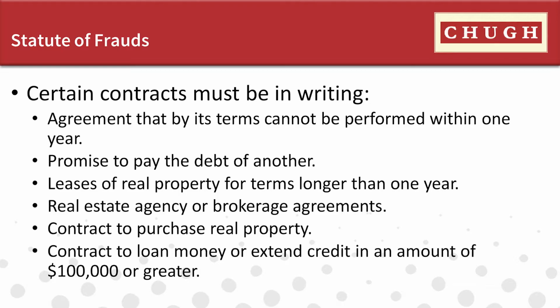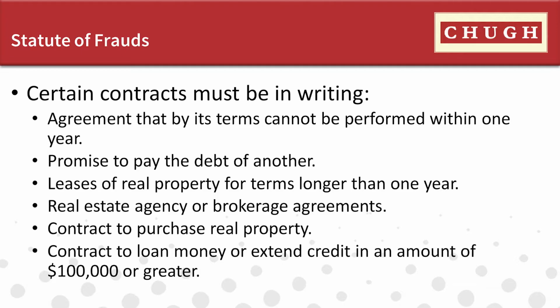Now, it varies from state to state, so this is kind of a general overview. If you're in Virginia or Atlanta, or New York, New Jersey, make sure you double check the state statute on the Statute of Frauds. But in California, the basic element of the Statute of Frauds is that any contract that by its terms cannot be performed within 1 year must be in writing.